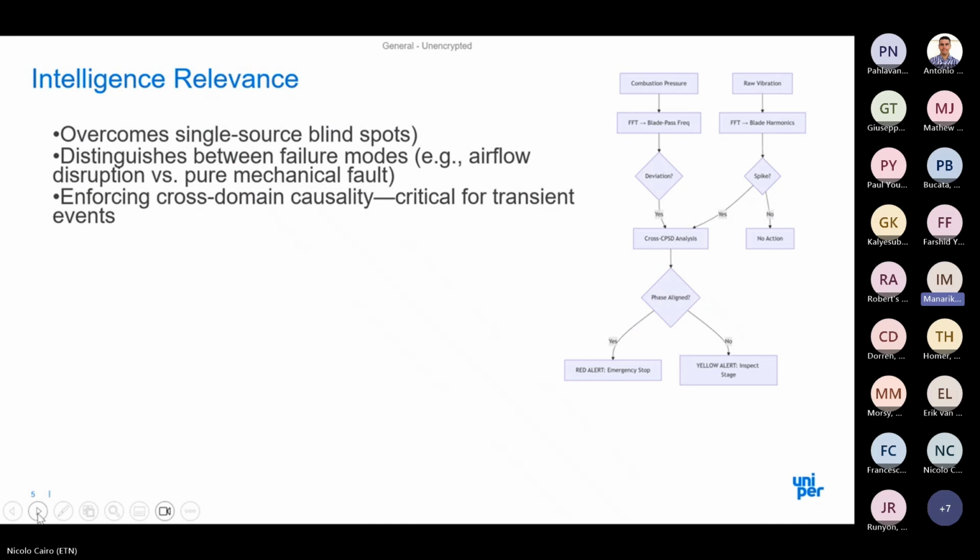Then we can go to the decision part. If the combustion signal shows a deviation at blade frequency, and the vibration shows a spike at the related harmonic level, then we can go for a CSPD cross spectral analysis. This could check the phase and coherence of both indicators, and then we can make a final decision whether we should alert the issue or not.